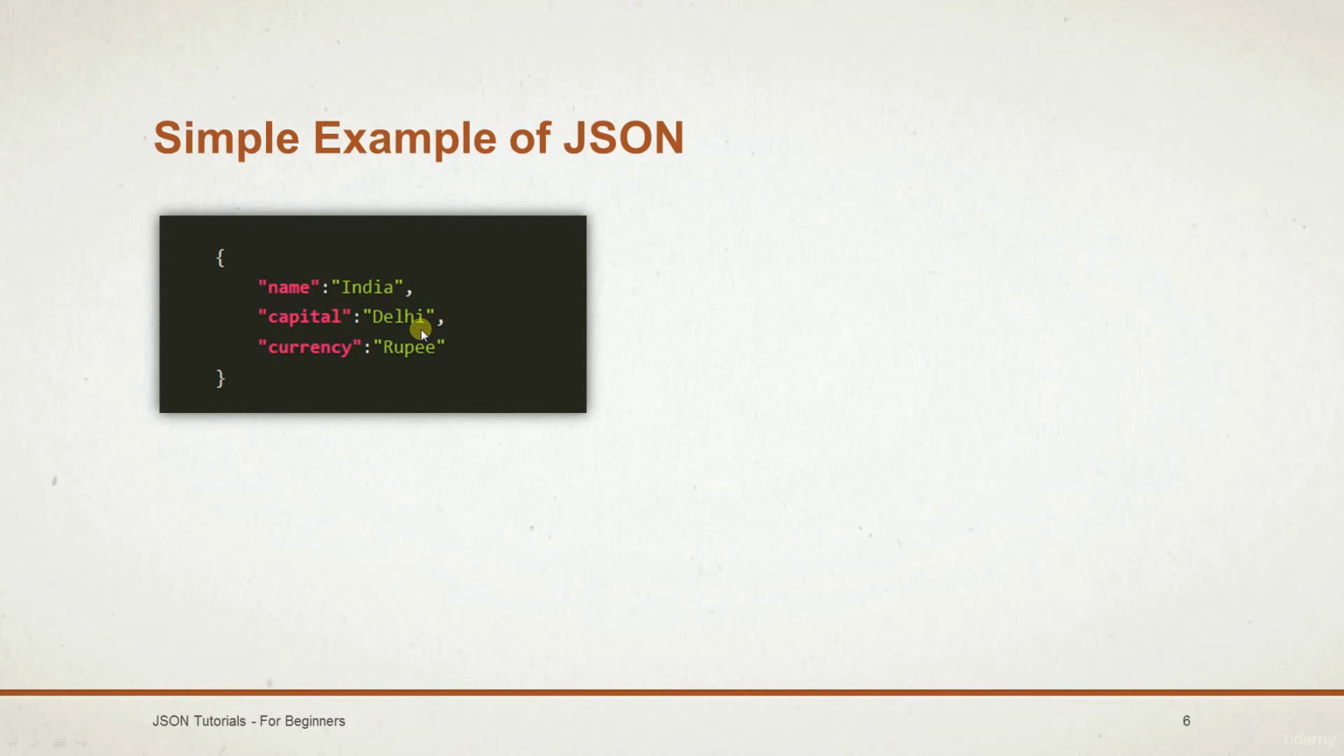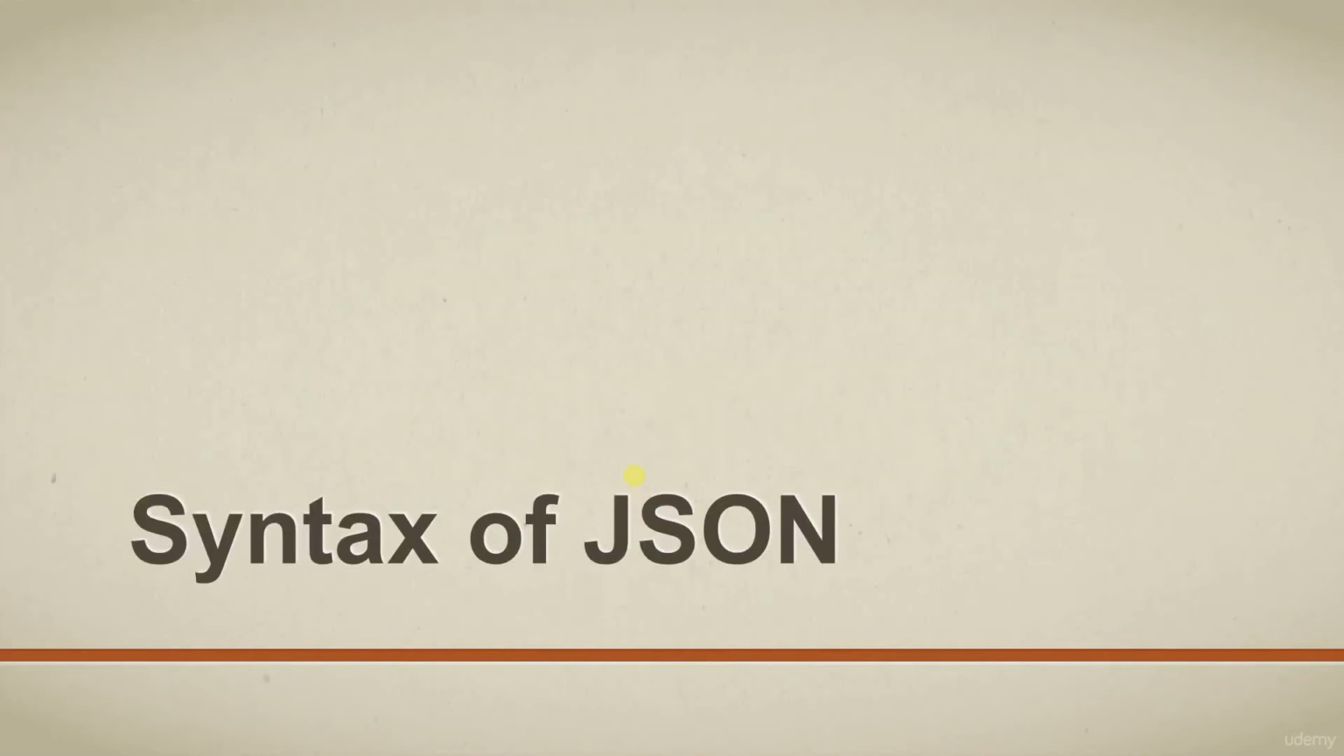In this example, all the values are in the form of strings. That's why they are enclosed with double quotes. We will see other different types in our next session. In this session, we will learn how to create a file that represents JSON data, and also learn some rules that we must follow while creating JSON data.